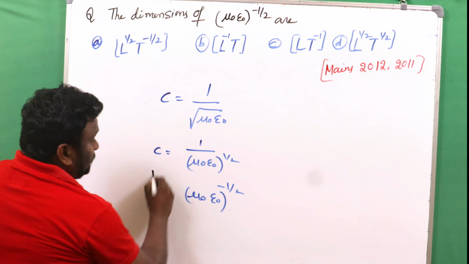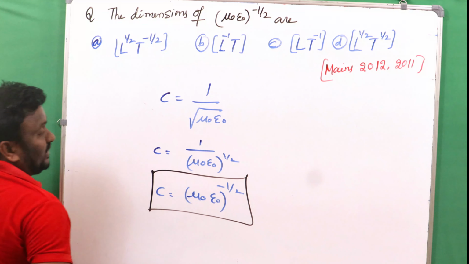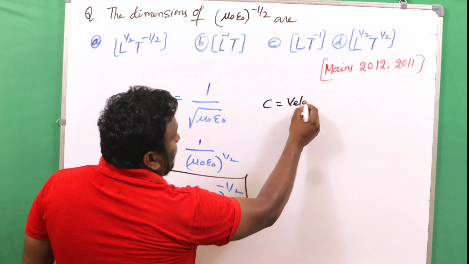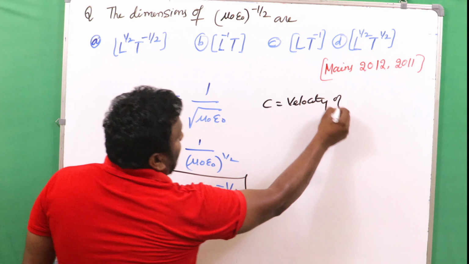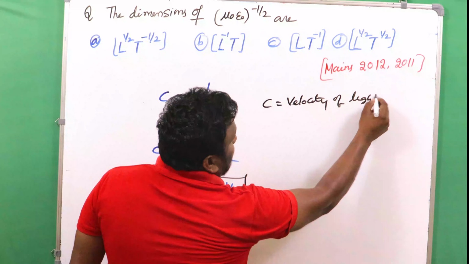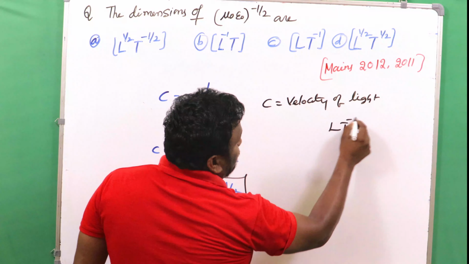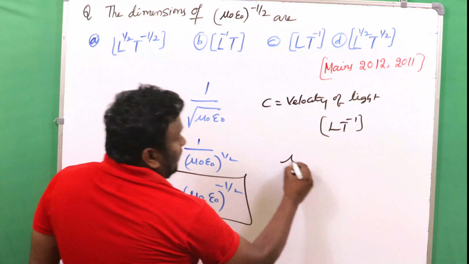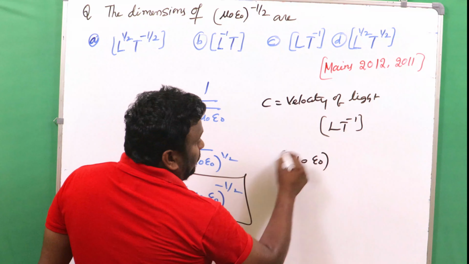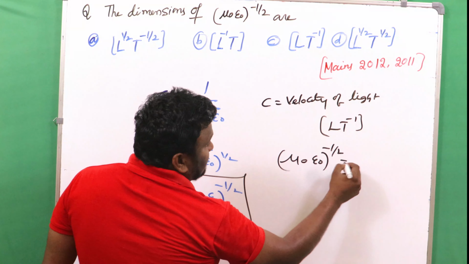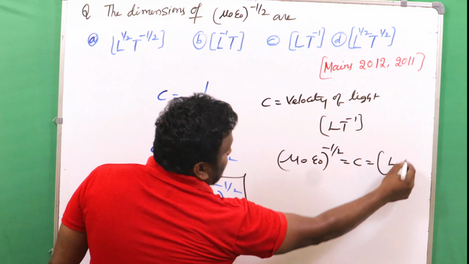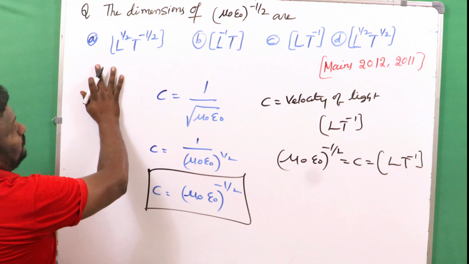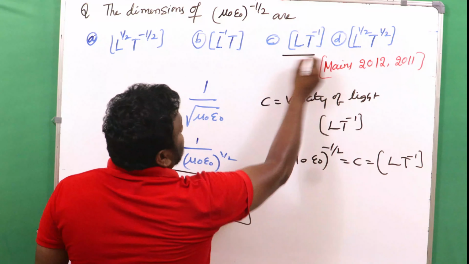C is equal to (mu naught epsilon naught) whole to the power of minus 1 by 2. What is C? C is the velocity of light. So its dimension formula is what? LT inverse 1. That's why (mu naught epsilon naught) whole to the power of minus 1 by 2 is equal to C, and that is equal to LT inverse 1. That's why among the 4 options, C option is the correct one.